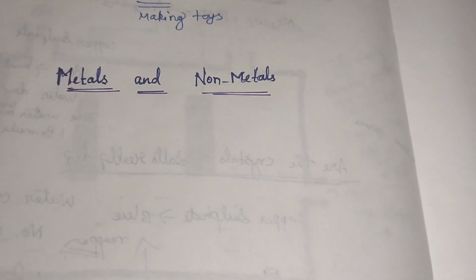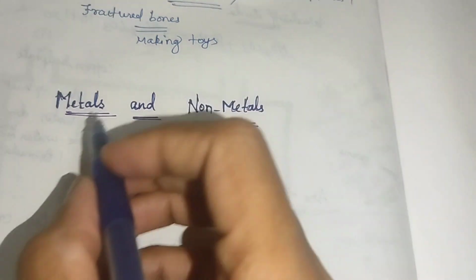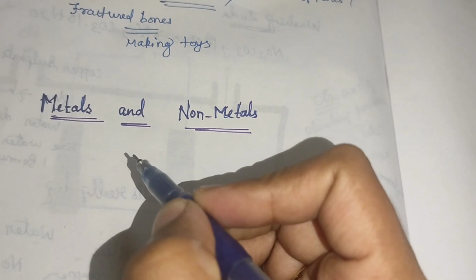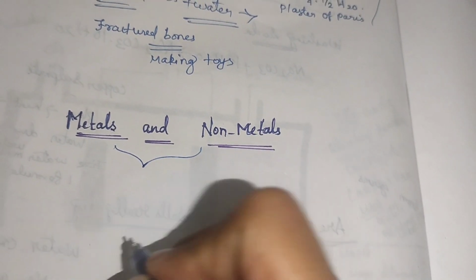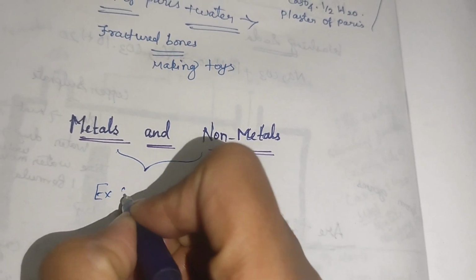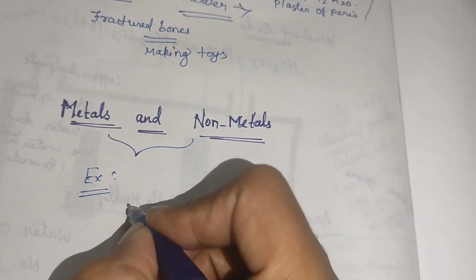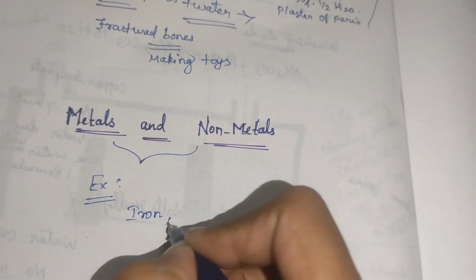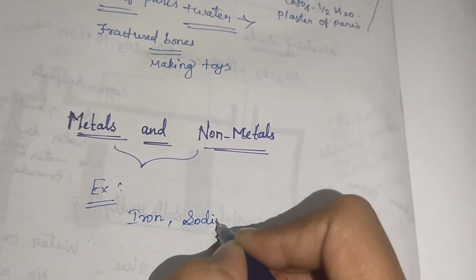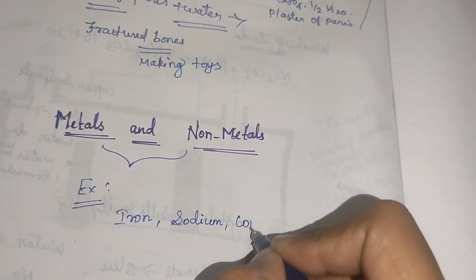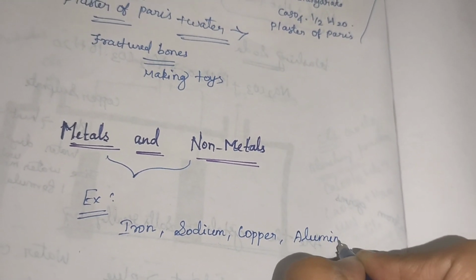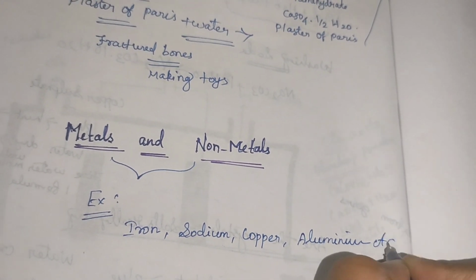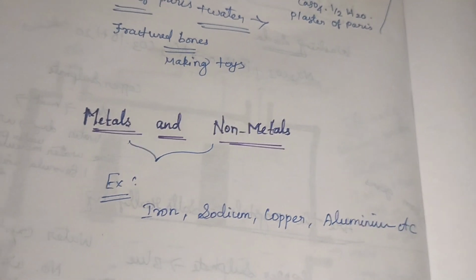Hi guys, today's topic is metals and non-metals. By using some physical properties, we can differentiate between metals and non-metals. Some examples of metals are iron, sodium, copper, aluminium, etc. We know these are common.